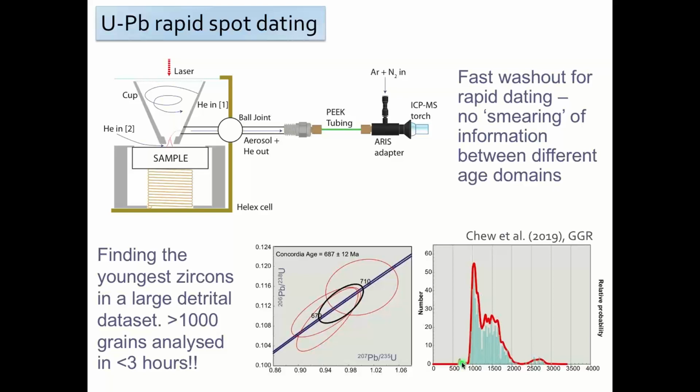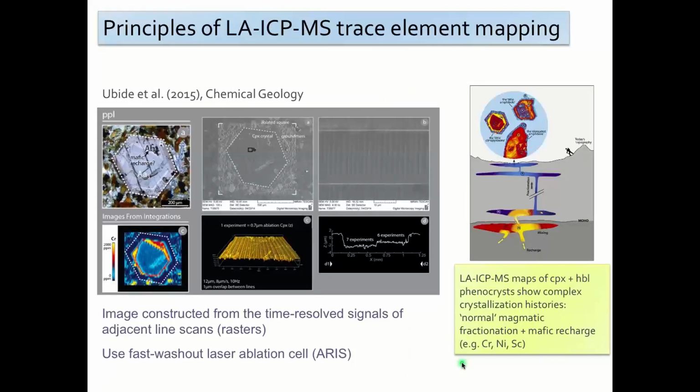I'm now going to move on to laser ablation ICP-MS trace element mapping. We've been applying this technique recently to geochronology. First of all, I'm going to show you an example of how this technique has been used to look at the trace element content of igneous phenocrysts, a paper by a colleague, Teresa Vede, which came out in 2015.